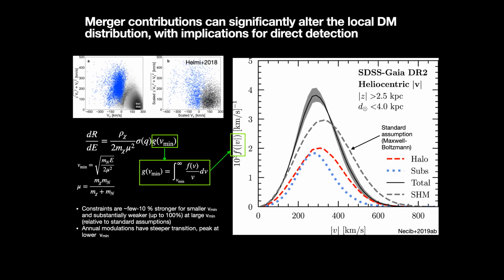And this goes directly into the rate calculations for direct detection experiments via this factor of the velocity distribution divided by velocity. And so moving the peak of this to smaller velocity makes the constraint stronger for things with lower v-min and weaker for stuff at large v-min. And it changes the form of the annual modulation of the detection signal. So you can check out Lina's papers if you want more about this.